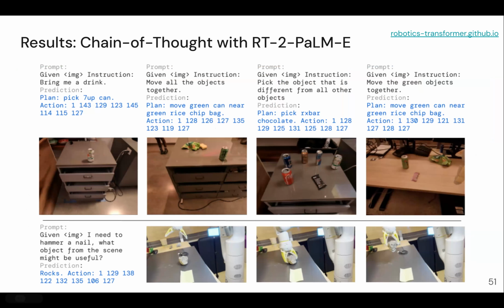Some things that we didn't get, that maybe we expected or hoped to get, would be new motions or tasks. And I think some of this has to do with the fact that we have a large diversity of objects in our training data set, but not that many motions.